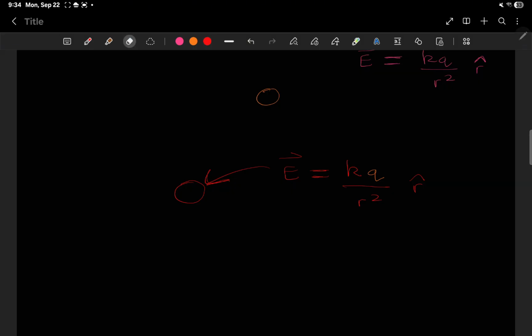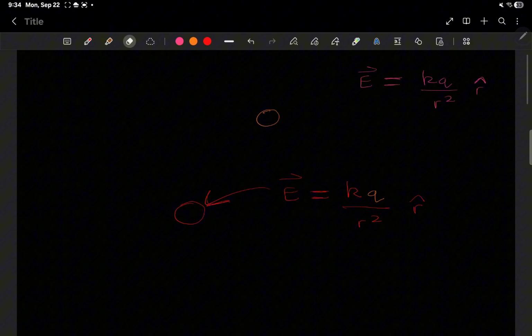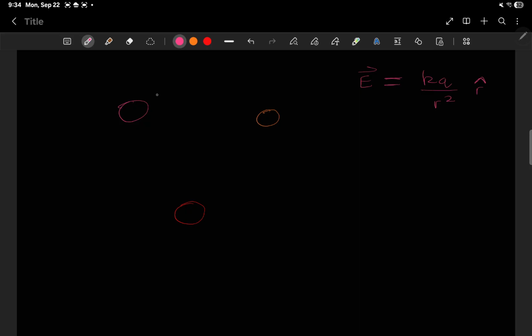Now, I'm going to finish this video off with an analogy because I think it's important. Let's say you have three guys or three charges. The charge in purple, the purple guy, the red guy, and the orange guy. They just went to the gym and now they're sweating. They've come back to the locker room. They're sweating and they're smelly.